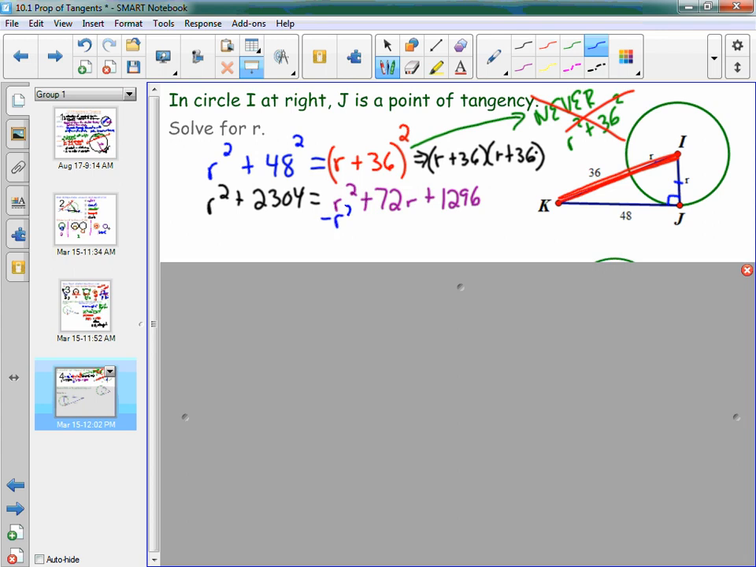Now, we are going to get back to solving. I subtract R squared from both sides. And again, we are trying to solve for R. So we are going to subtract the 1296 as well. And we have 1008 equals 72R. Divide both sides by 72. And we got that R equals 14. No unit in this case, so that is all we would need to do.